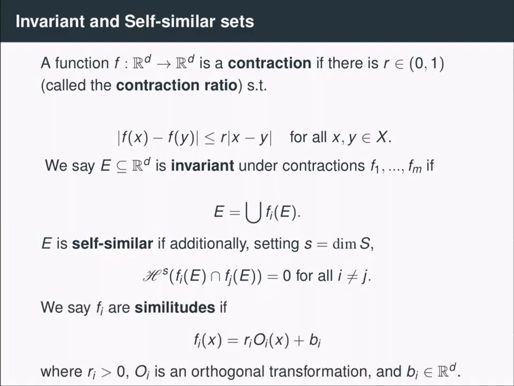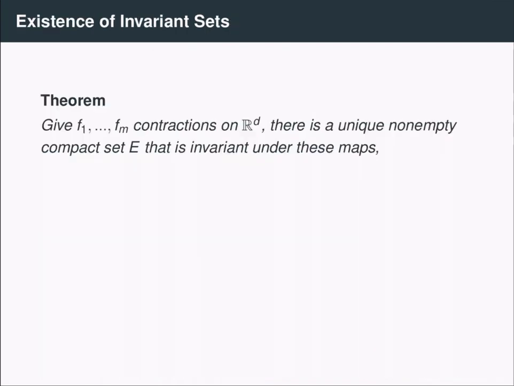Self-similar sets we'll be dealing with will be defined using contractions that are also similitudes. So these are maps that are a combination of a rotation, a dilation, and a translation. It's not hard to show that given a set of contractions, there is an invariant set under these contractions.